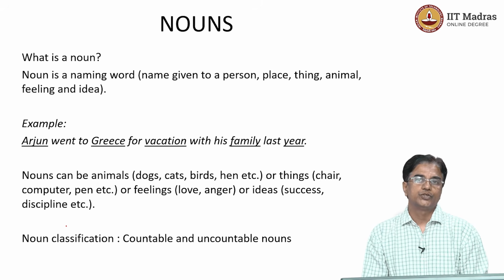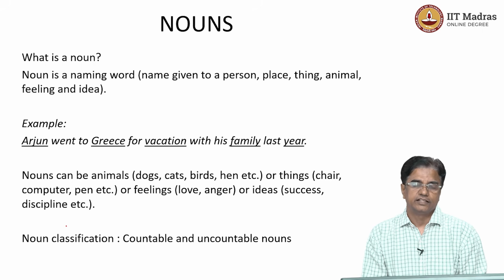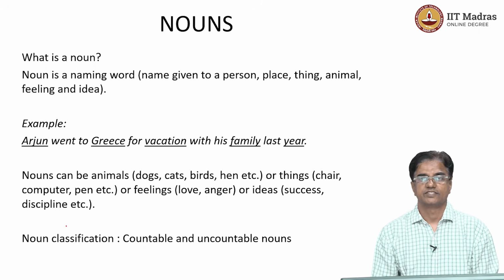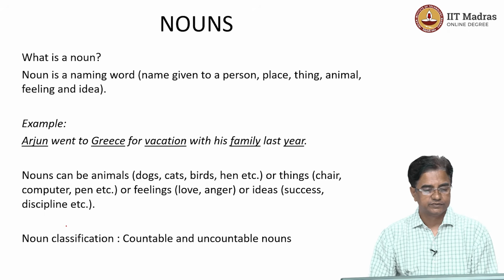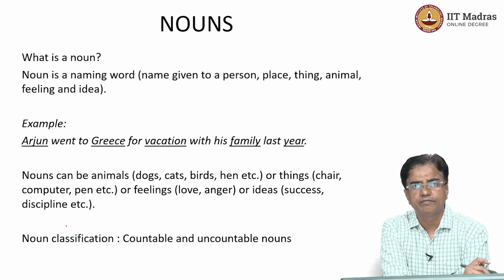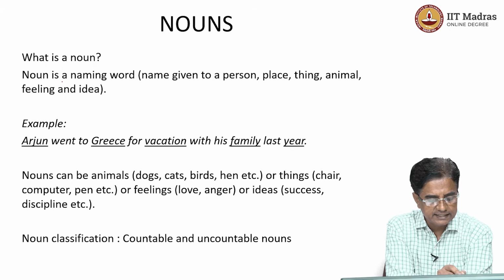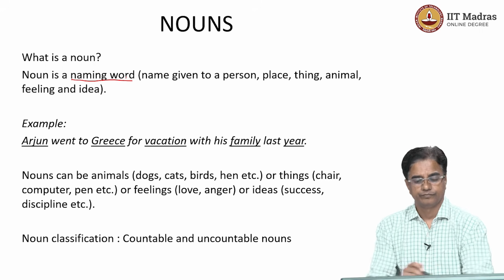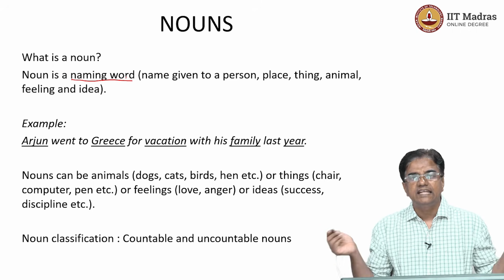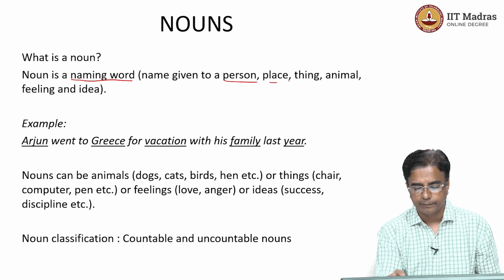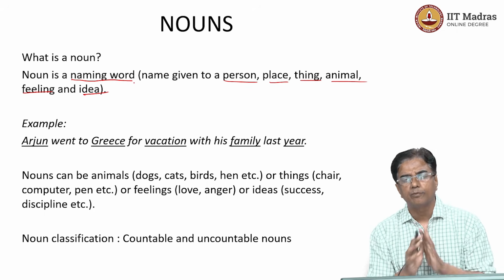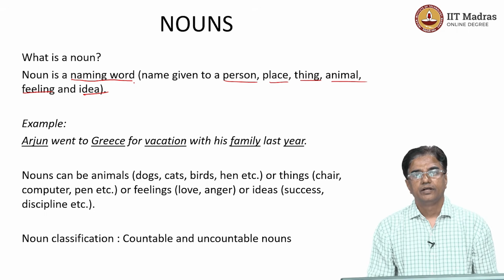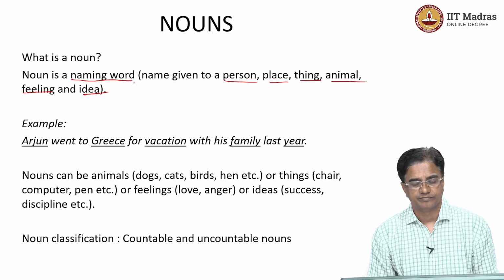Now, we come to another part, another type of speech, which is known as nouns. So, what is it that we call a noun? A very simple definition of this element is that it's a naming word. It's the name given to anything like people, places, things, animals, feelings, ideas, and you can add more to the list. But it must be the name of something.